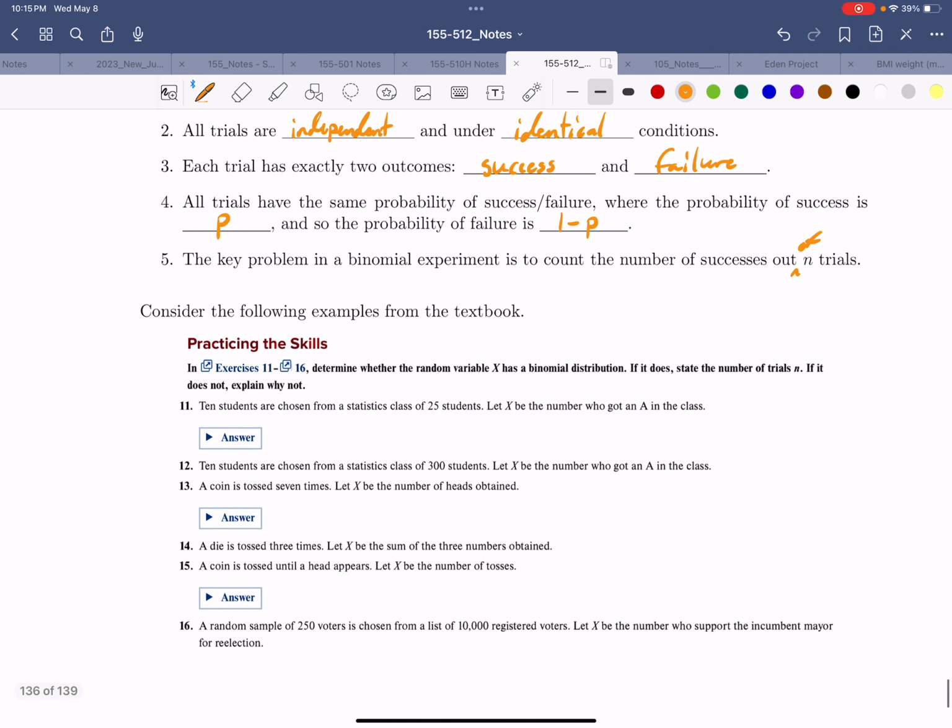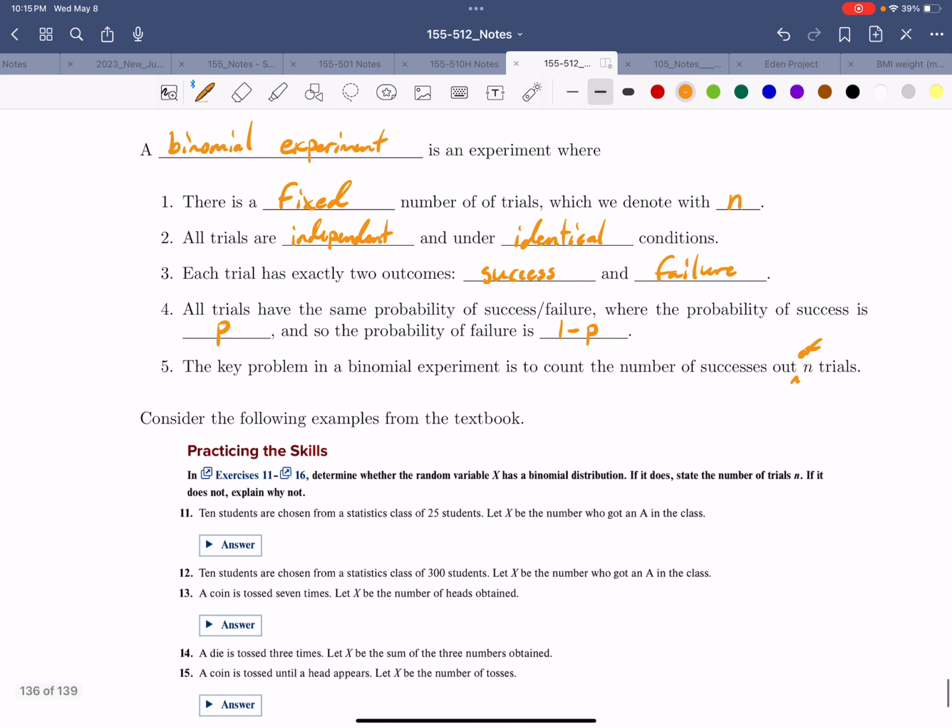All right, so let's consider a couple of examples and see whether they're really binomial experiments or not. In particular, the way the book phrases it is they say, determine whether the random variable x has a binomial distribution. Effectively, is this a binomial experiment? So let's see. 10 students are chosen from a class of 25 students, and x is the number who got an A in the class. There is a fixed number of trials, right? 10, choosing a student.